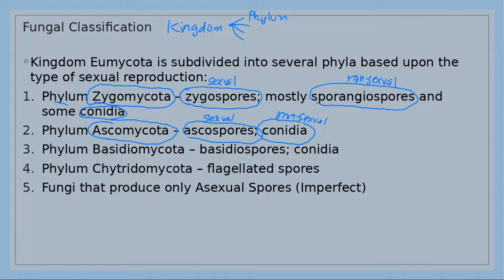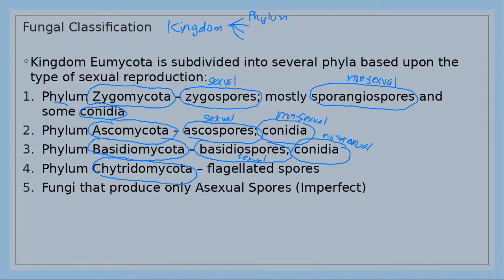The next one is going to be Basidiomycota. And from the name, again, you should be able to guess that this phylum consists of fungi that produce basidiospores as sexual spores. They also produce conidia as non-sexual spores. And there is another one called Chytridiomycota. They have a special spore that has flagella.